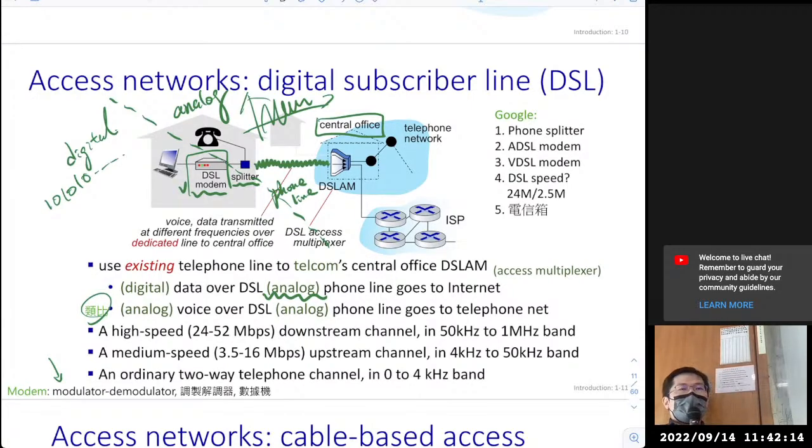This special device has to convert the analog signal carried on the copper line to digitalized signal, which is ones and zeros，就是它必须要在上面把波的讯号换成01的讯号，or vice versa, convert the digital signal to wave signal or the analog signal, because the copper line, the phone line, can only transmit analog signal.